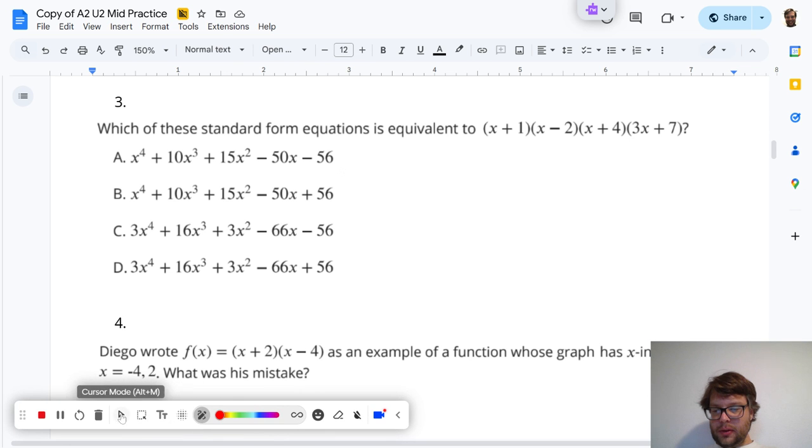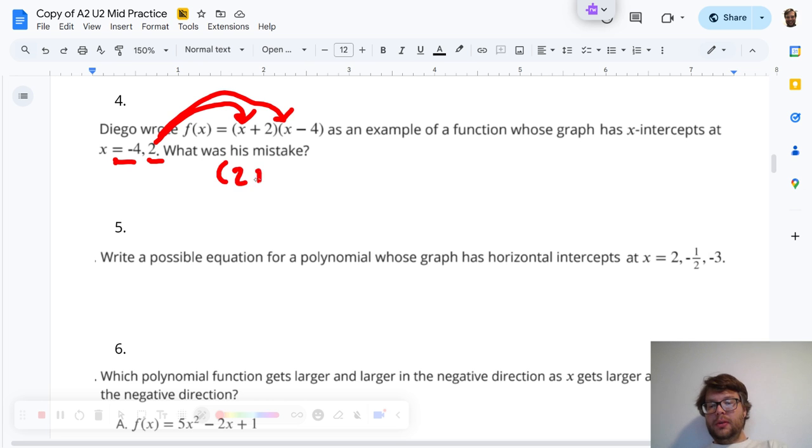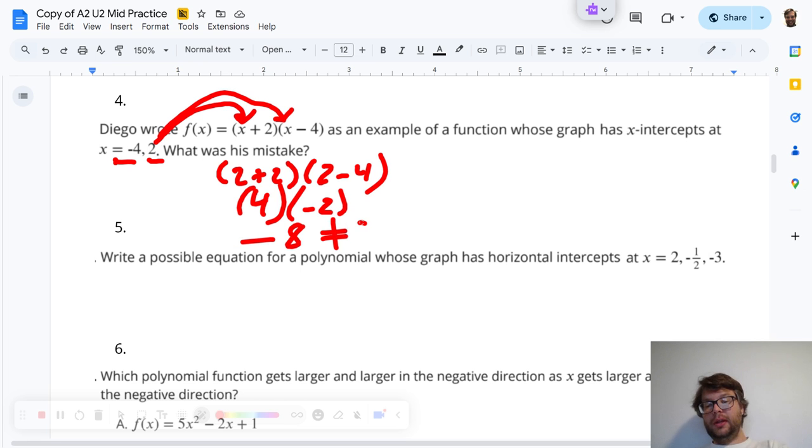That's okay. Let's see. Diego wrote f of x equals (x plus 2) times (x minus 4) as an example of a function that has x-intercepts at negative 4 and 2. Well, let's try it. Let's plug 2 in. Is 2 plus 2 equal to 0? Nope. Is 2 minus 4 equal to 0? Nope. If I plug in x equals 2, 2 plus 2 is 4, 2 minus 4 is minus 2, that's minus 8. Definitely not 0. So he made a mistake.